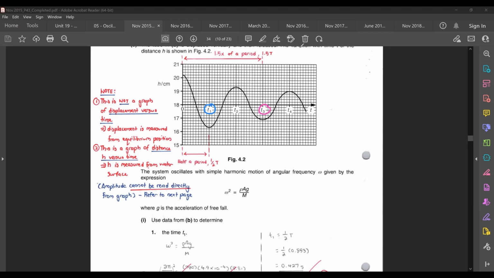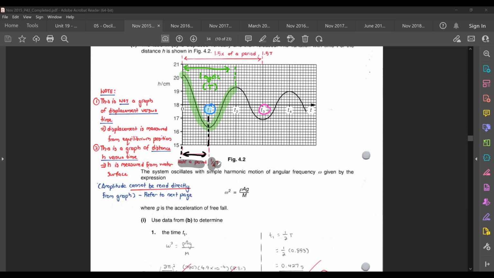Now, if you look at the graph, you should be able to identify what is one cycle here. This part here is already going to be one cycle, corresponding to one period. Okay, so if you're talking about T1, which is this one, it is actually corresponding to half a period.